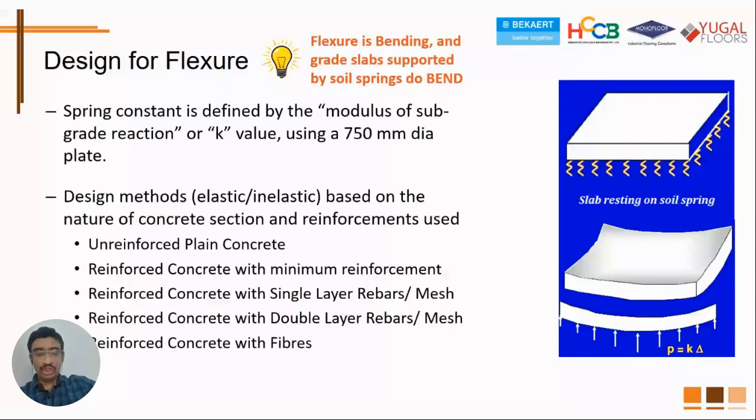So you could have unreinforced plain concrete, or concrete which has minimum reinforcement, or a single layer of reinforcement or mesh, or you could have double layer reinforcement or reinforcement with fibers. And the way this is structured is depending upon the concrete section that you have and depending upon the possibility of load redistribution. The methods are either elastic or inelastic, depending upon how the section behaves, whether it is ductile or brittle. Now, for example, what is elastic design?